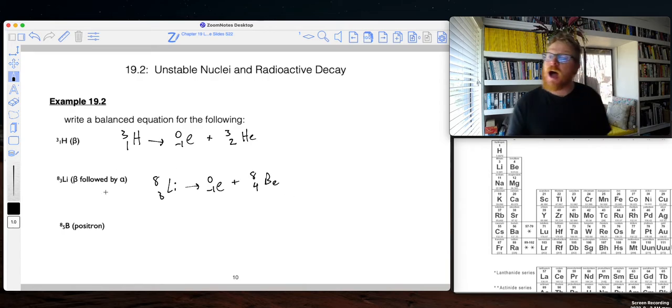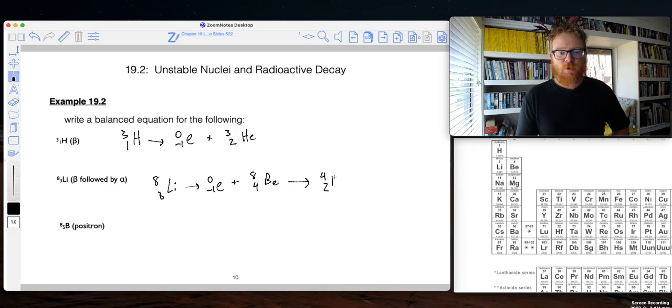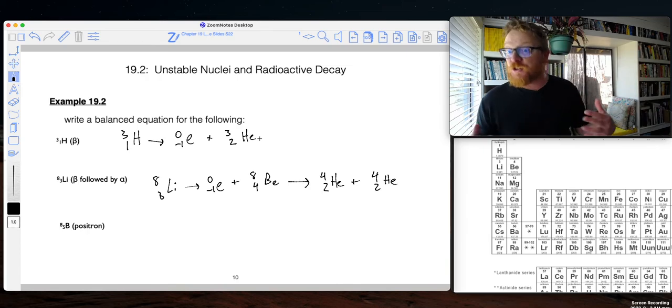And so now this says followed by alpha. So now we're going to get another reaction here. And so when we make an alpha particle, we need to recognize that's a 4, 2 helium. And if you notice, hopefully you can see now why this lithium 8 would undergo beta decay followed by alpha decay. Because now if you look at what remains, okay, it's got to be another helium nucleus, right? 4 plus 4 gives me 8, 2 plus 2 gives me 4. So this beryllium 8 is unstable and falls apart into 2 alpha particles.